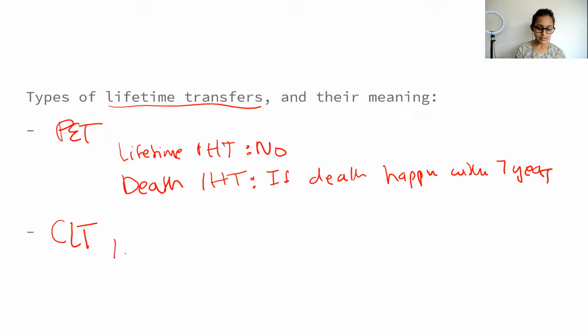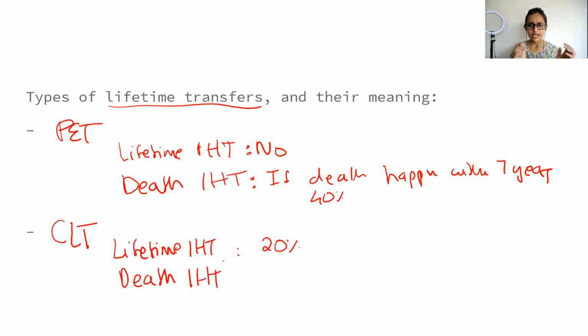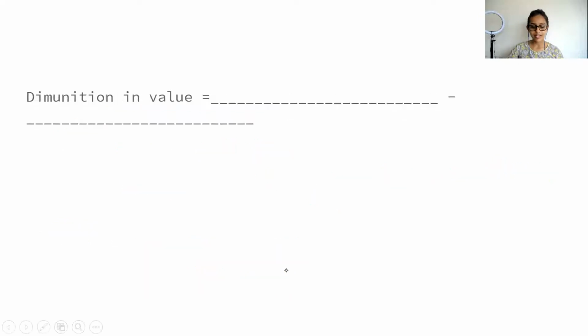Now, what about CLT? What is the lifetime IHT? By the way, the death IHT percentage is 40%. Lifetime IHT on CLT is 20%, and death IHT is the same as above, same as for PET. If death happens within 7 years, there will be a death IHT, and it is 40%. That is with regards to lifetime transfers.